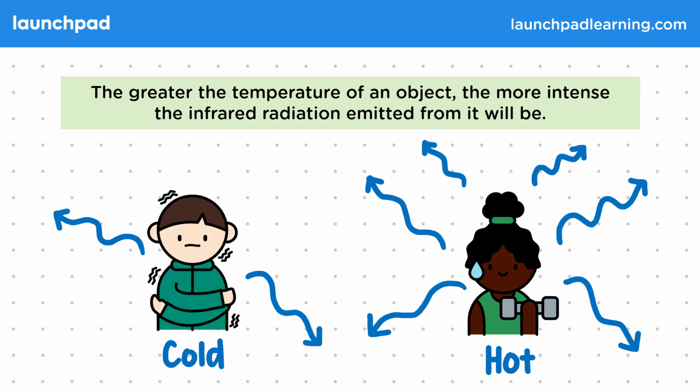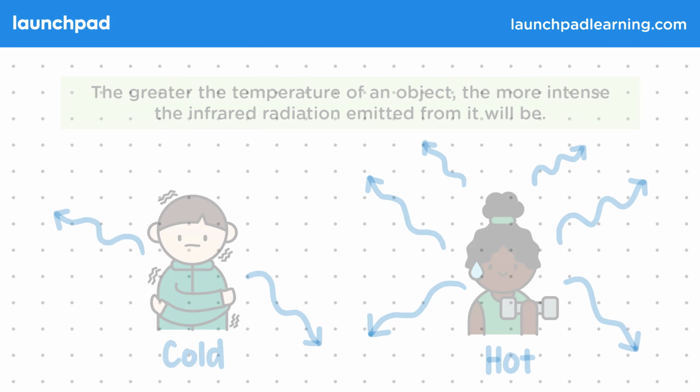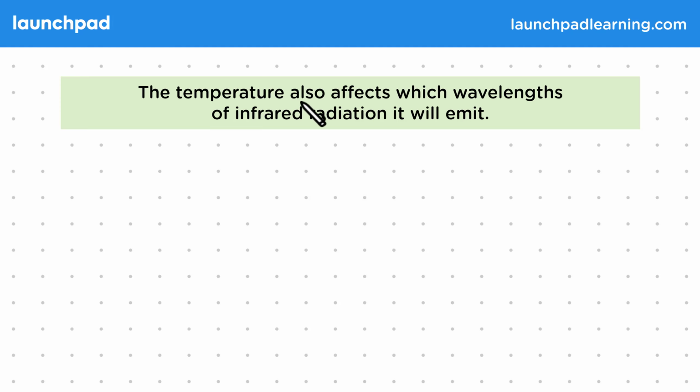We can see this in things like ovens and heaters, which emit lots of infrared waves because of their high temperatures. But will the temperature of an object affect anything else about the waves it emits? Well, the temperature also affects which wavelengths of infrared radiation it will emit.